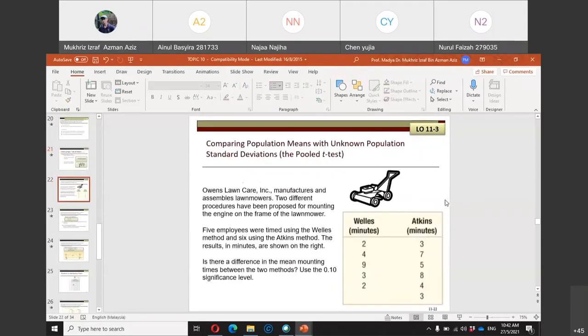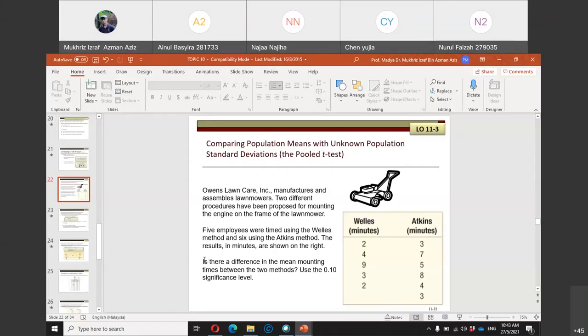Let's see one example from this slide. You have this one company manufacturing 2 different types of lawnmower. You have the time taken, where 5 employees were timed using these 2 machines. 5 employees using this machine, Wellis, and for the other machine, there are 6 employees using it. So the time taken is given here.